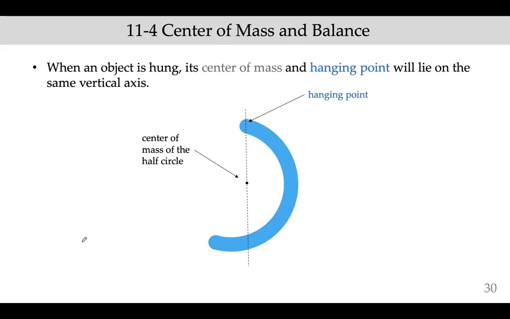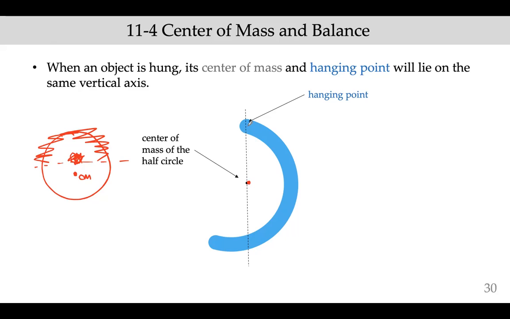When an object is hung, its center of mass and hanging point will lie on the same vertical axis. So this is like a half circle. If you have a full circle, the center of mass is at the center. But let's say you remove this part, what happens to the center of mass? It will move to this point. So this is the center of mass. For this object, the center of mass is somewhere here.